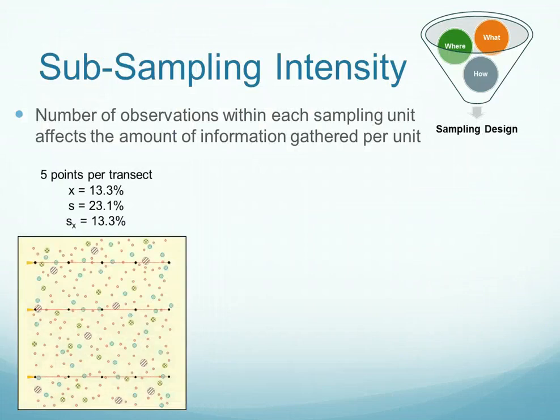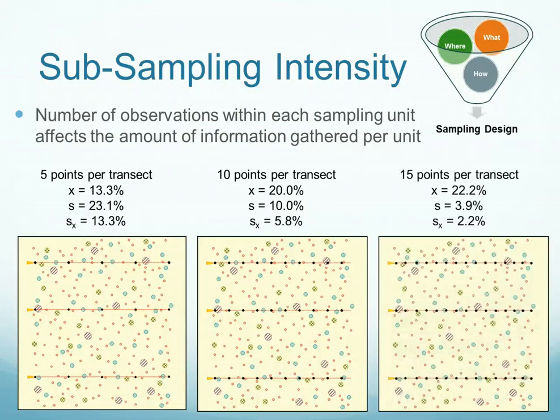What about subsampling intensity? This is the number of units or of observations that we take within each sampling unit, and it influences the precision because we have more information that we gather per unit. Here we see an example with 3 different transects, and the only thing we've changed is the number of points that we're collecting per transect. By increasing the subsampling intensity, we see that the standard deviation decreases, the standard error decreases, and so we increase precision because we have more information with increased subsampling intensity.